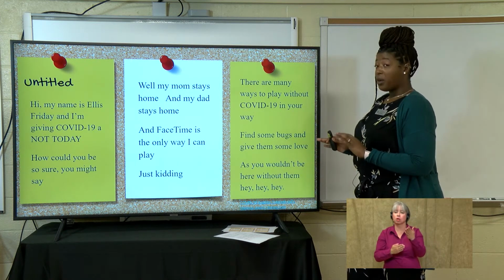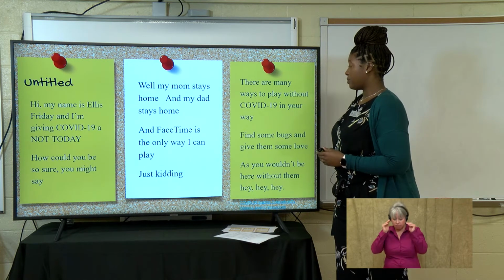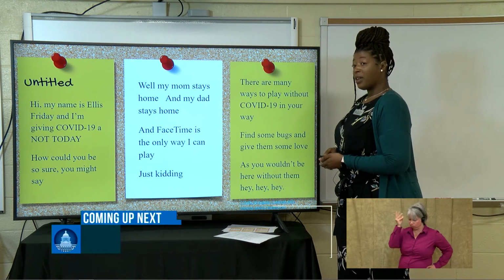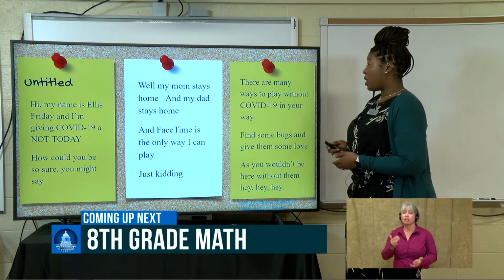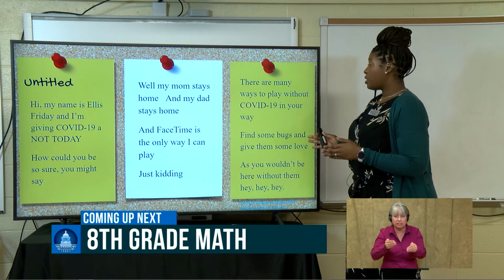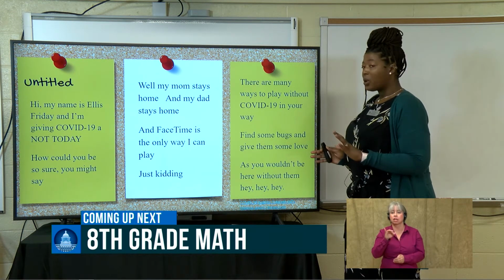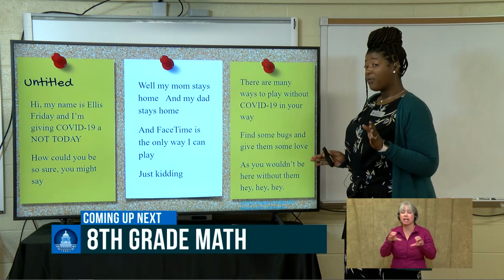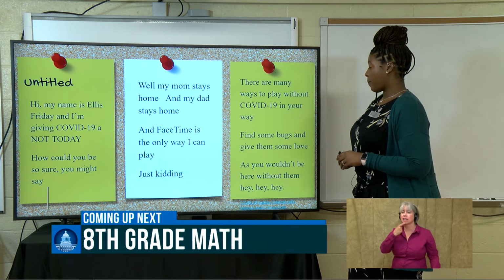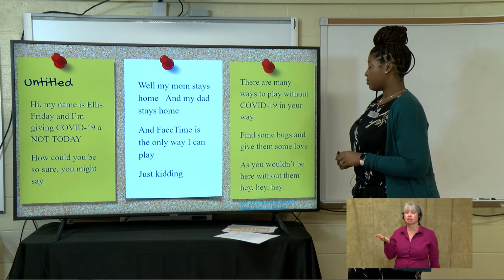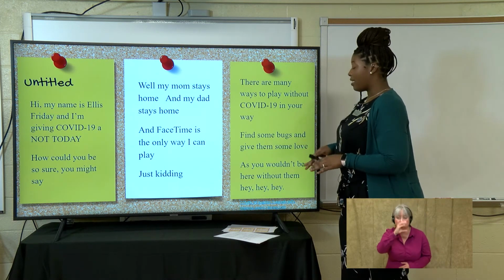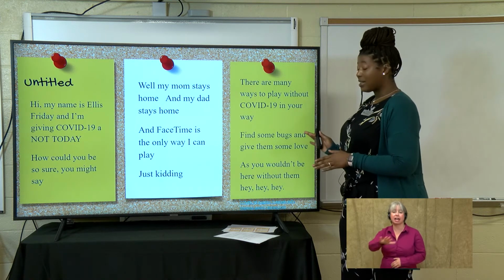What is she talking about in this section? In this section, she is focused on that COVID-19 is not going to stop her. And she tells us about one of her favorite activities to do while at home. What is her favorite activity? Her favorite activity is finding bugs in the backyard. Now, that wouldn't be my favorite activity, but if Ellis likes it, then I love it.